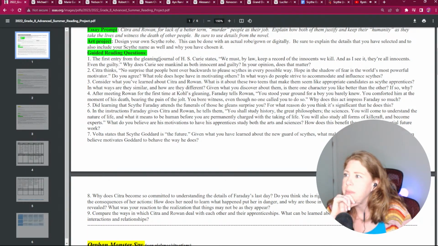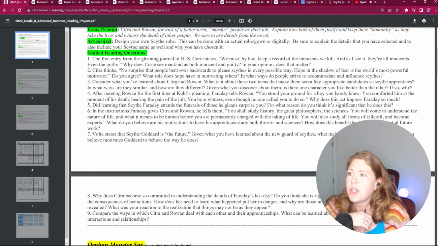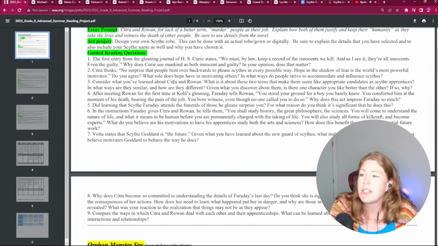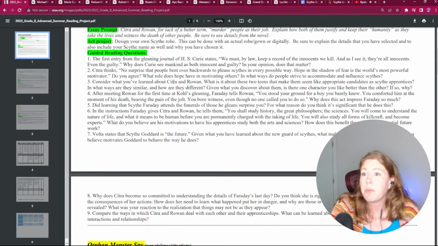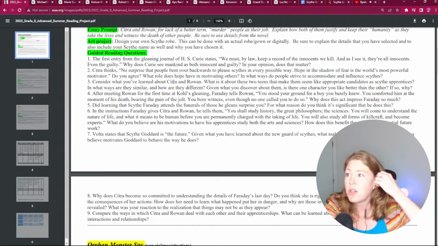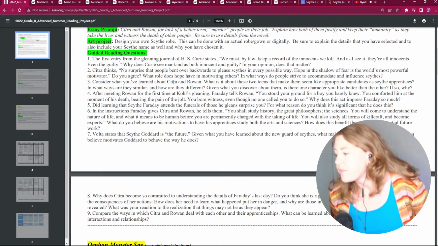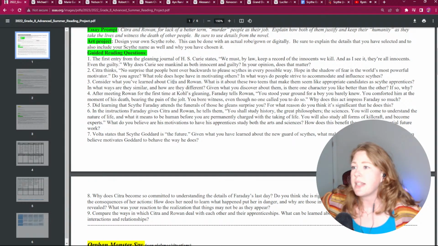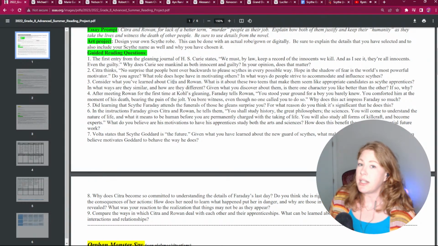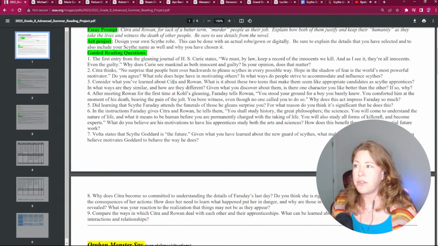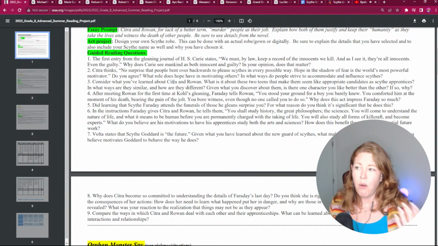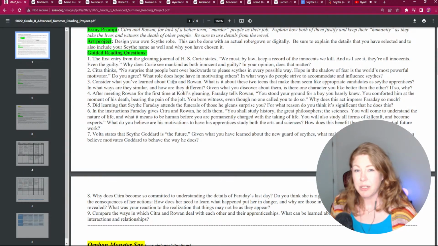Okay, number 3. Consider what you've learned about Citra and Rowan. What is it about these two teens that make them seem like appropriate candidates as Scythe apprentices? So yeah, I want to start with that first question. First of all, Citra and Rowan are chosen by Scythe Faraday because of their kind of demeanor to him when he goes to glean people nearby.